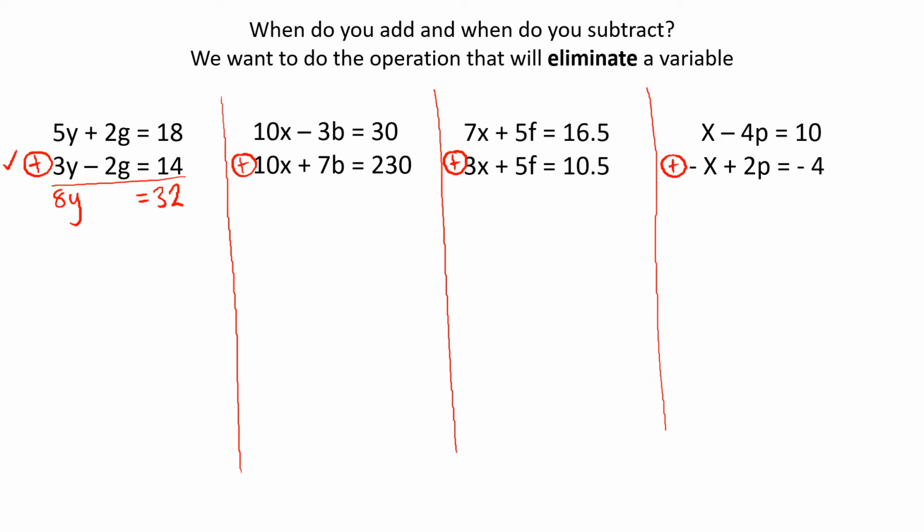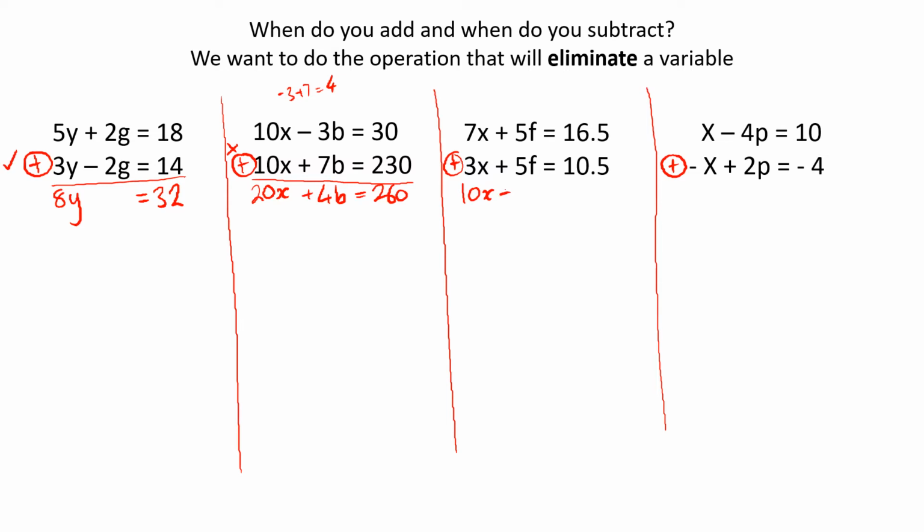What about on the second question? We'd end up with 10x plus 10x is 20x. We'd end up with minus 3b plus 7b. So that's minus 3 plus 7 is 4. So plus 4b is equal to 260. And that doesn't work there. That doesn't work because nothing's been eliminated. We've still got x, we've still got b in the question. You can tell you've made the wrong decision if that happens. What about for the next one? So that was 3x. So 7x plus 3x, that's 10x.